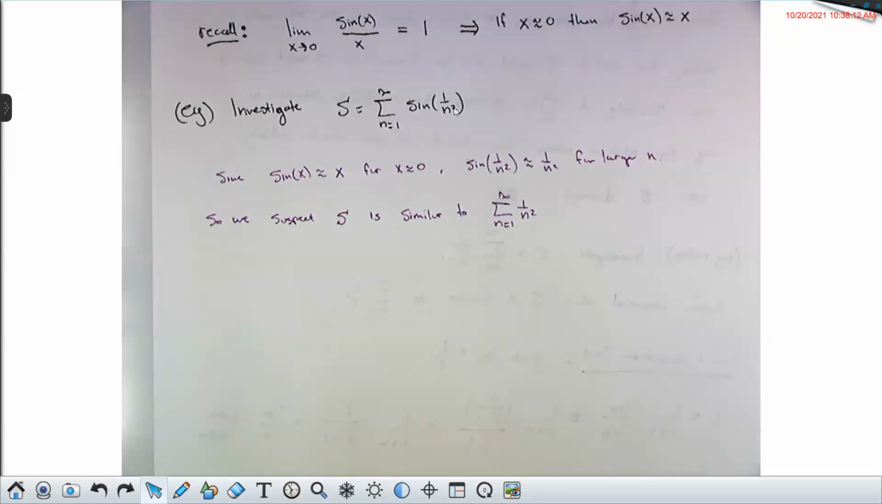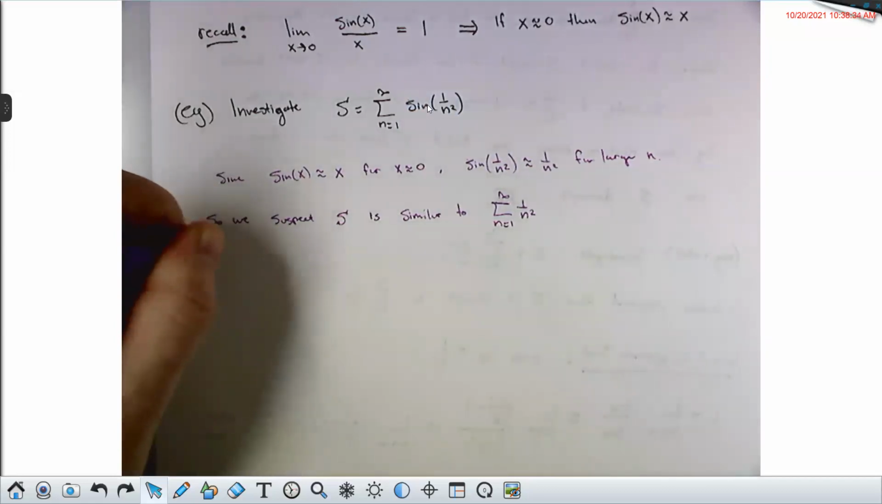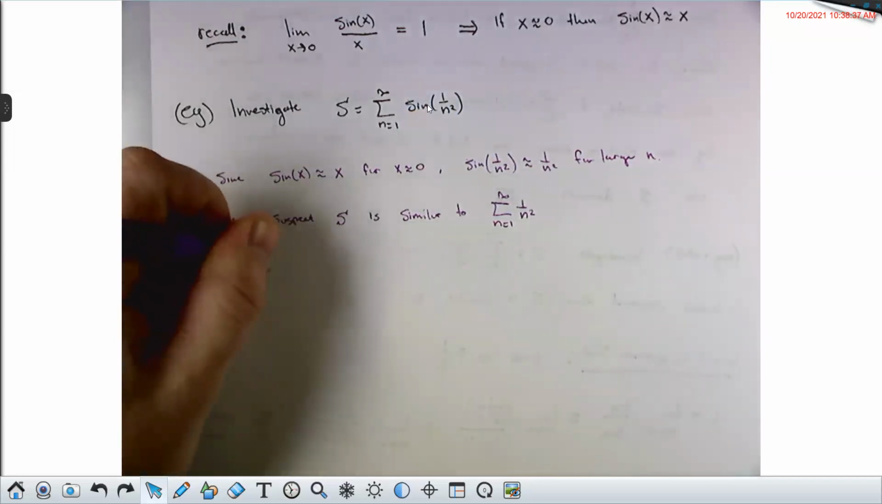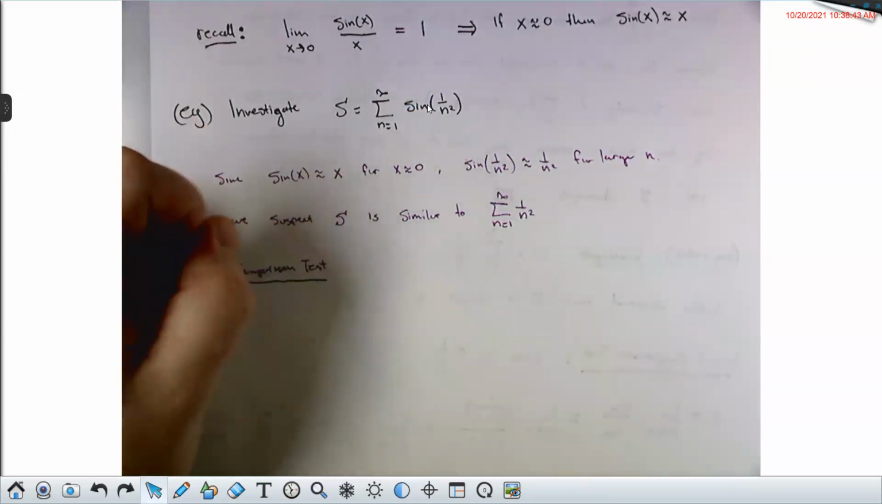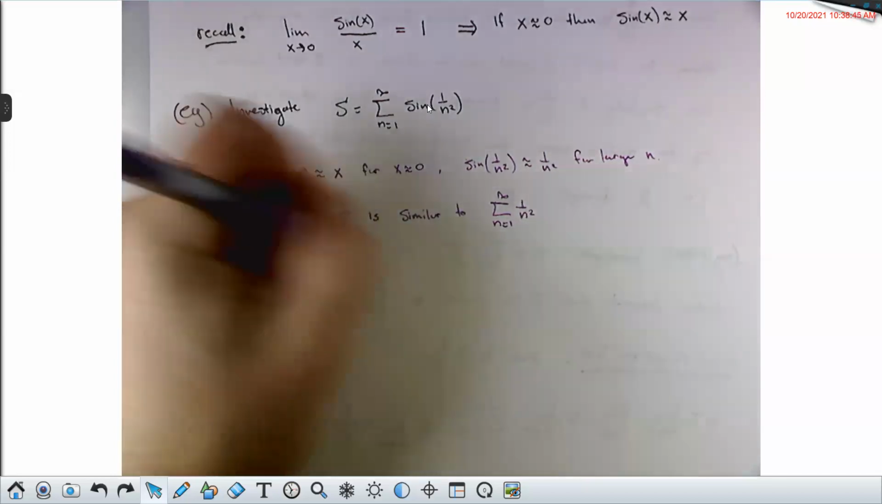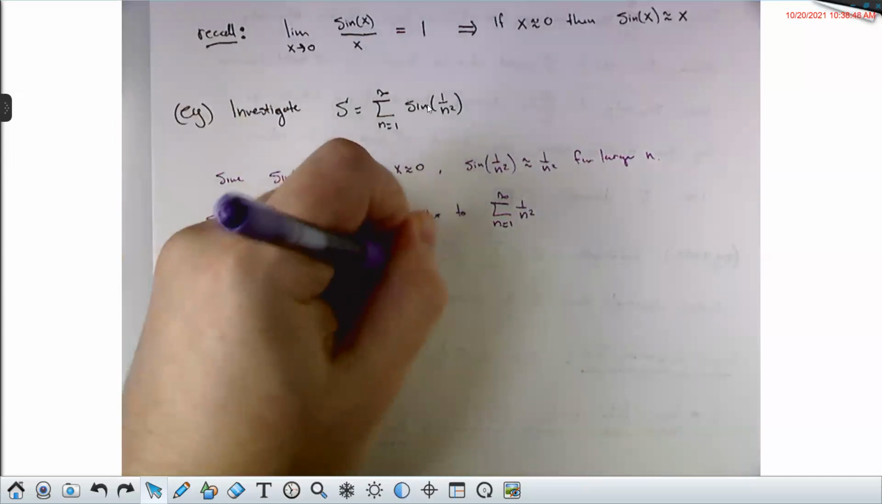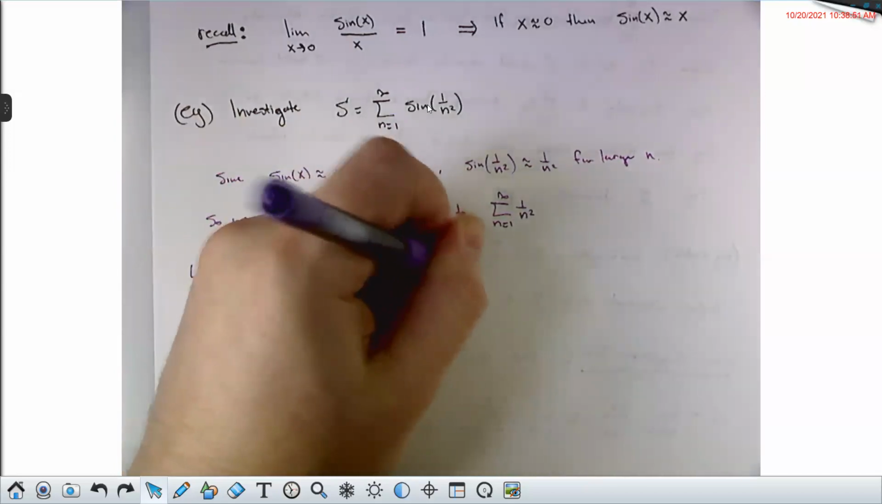Third, you could try the direct comparison test, but there's no obvious inequality. The sine of something is not necessarily smaller than that something. It's just close to it. Could be bigger, could be smaller. But based on this observation, we are inspired to use the limit comparison test with the choice b_n equals 1 over n squared.